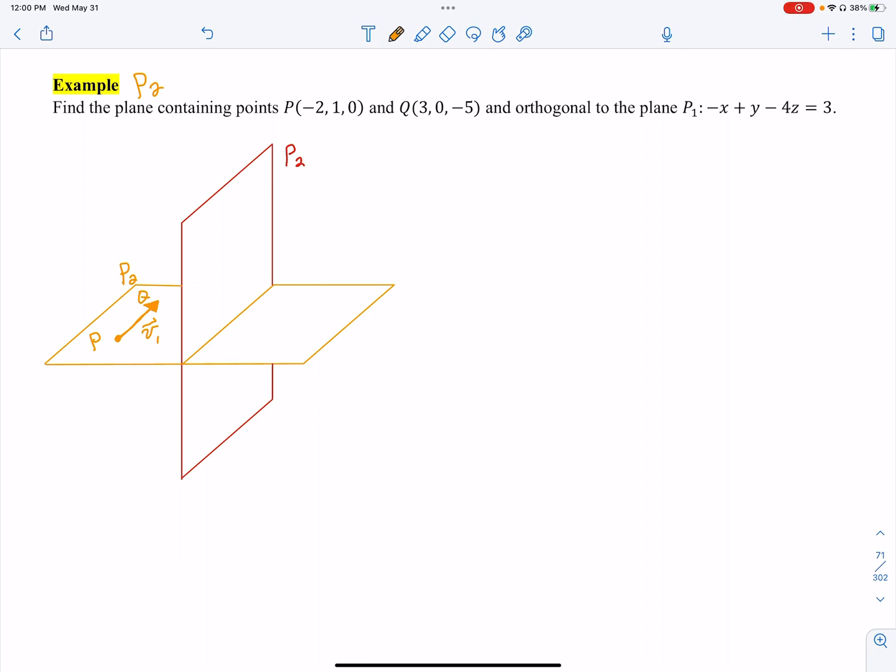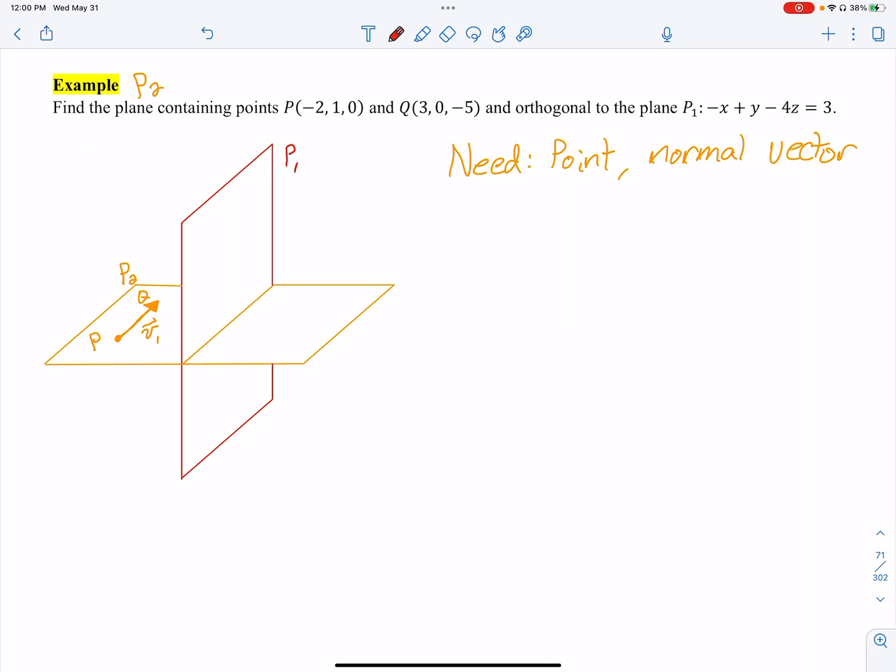Okay, so I have P and I have a Q. So what do I need to create a plane? The need is a point and a normal vector. All right, we're looking for P2. Okay, I labeled this P2 wrong earlier when I made this. This is P1. Okay, cool.